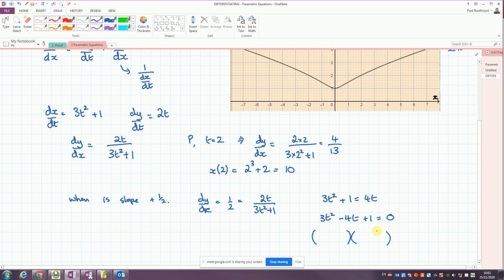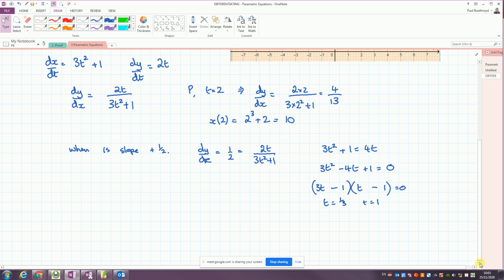Factorising it, I'm pretty certain it will factorise to 3t, t, and we want 1, 1, both the same sign, minus 3t, minus t gives me minus 4t, equals 0. So we've got a position when t equals 1/3 and when t equals 1. Using each value, we can find out what the x-coordinates of the points are.